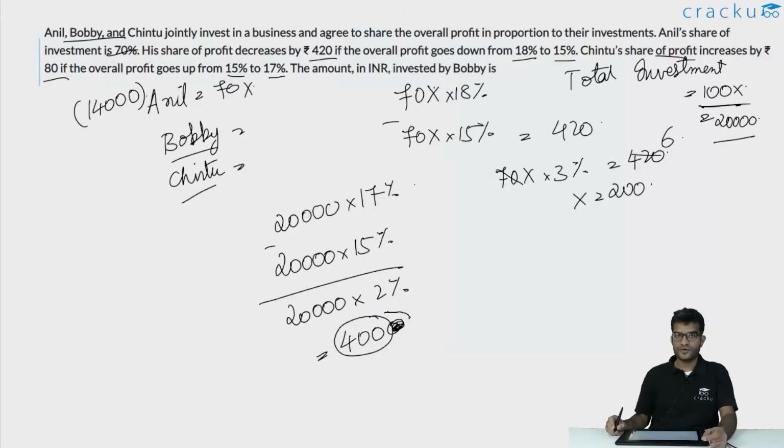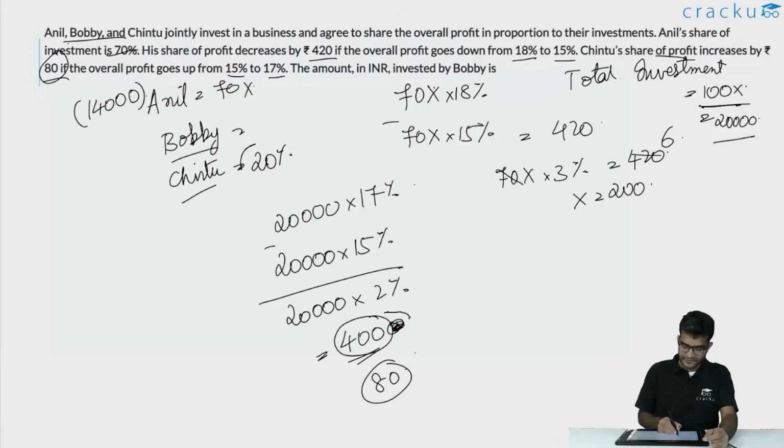This is the increase in the overall profit. Now Chintu is getting 80 rupees out of this increase. The increase is 400 and Chintu is getting 80 rupees of that increase. This would imply that Chintu's share is 20%. So the amount invested by Chintu would be 20% of 20,000, which is equal to 4,000. And the remaining 2,000 was invested by Bobby.